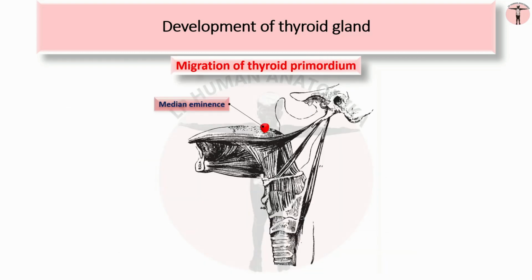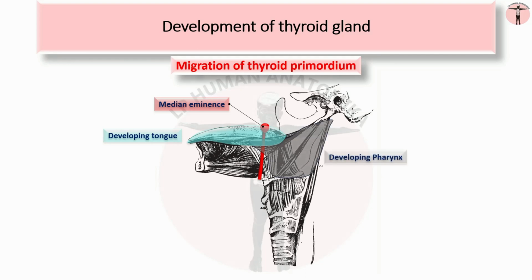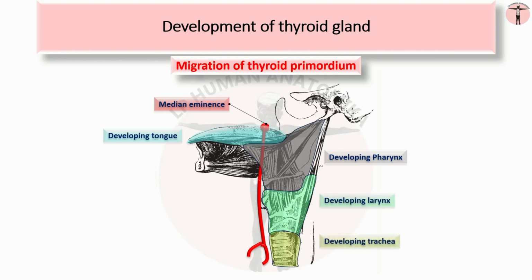As the embryo and the tongue grows, the developing thyroid descends through the substance of the developing tongue and in the neck in front of the developing pharyngeal gut. The thyroid primordium forms a bilobed diverticulum by dividing into two lobes at the caudal terminal end. With further development, the thyroid primordium descends in front of the developing larynx and trachea. It reaches its final position in front of the trachea by the 7th week.